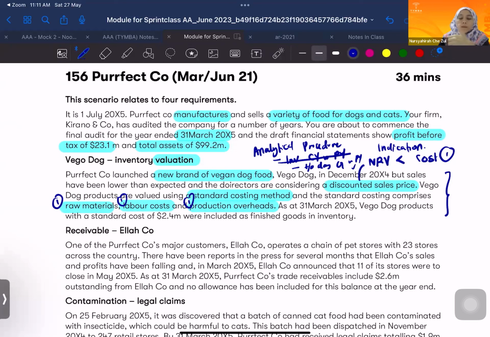The reason is because when you compare turnover days, let's say the turnover days goes from 30 days to 60 days, it means the company took longer time to sell their goods. So there will be an indication that perhaps the goods are low in demand. There's no one wants to buy dog food from Perfectco anymore. So that brings the issue of maybe now NRV is lower than its cost again. So that's why when you compare ratios, especially turnover days, it meets the valuation assertion.